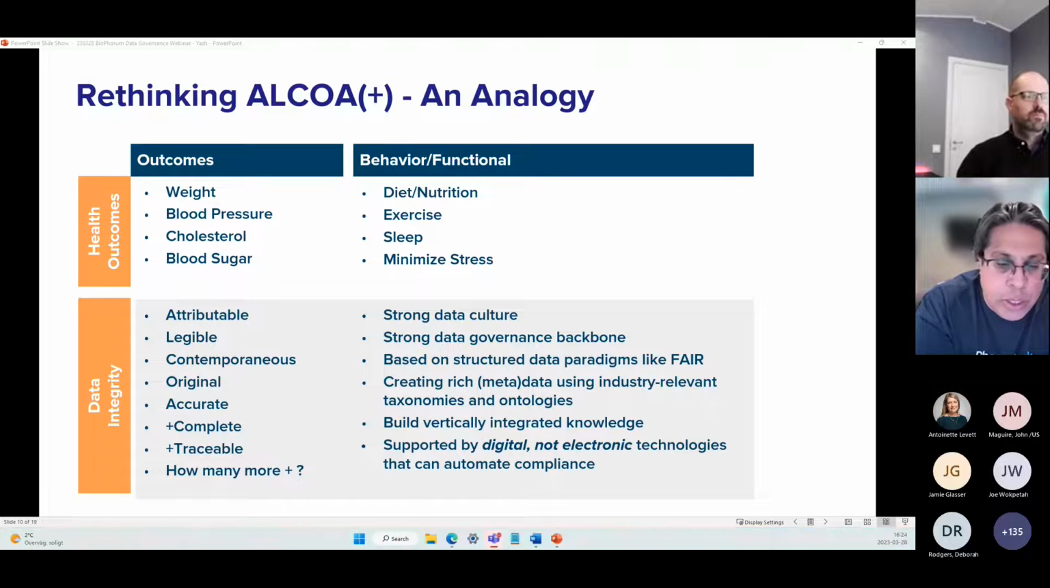So building a strong data culture, building a strong data governance backbone, building structured data paradigms that may be based on principles like FAIR, creating rich data and metadata, using industry relevant taxonomies and ontologies that can ultimately build a vertically integrated knowledge base. And really you want to be supporting these with digital, and not just electronic, technologies that can automate compliance.